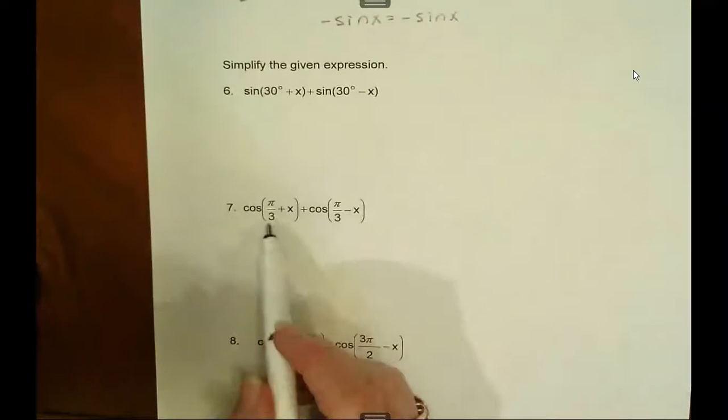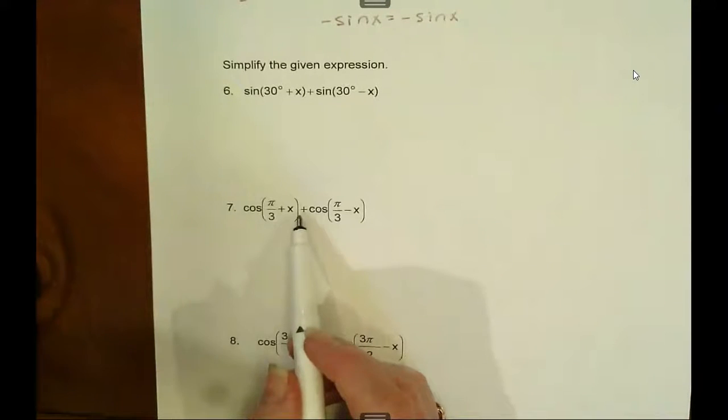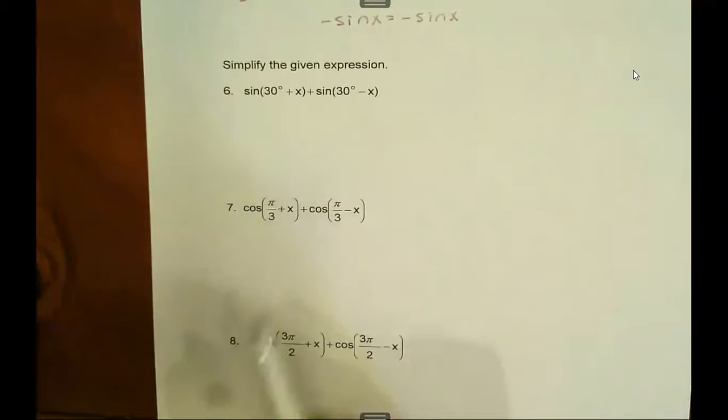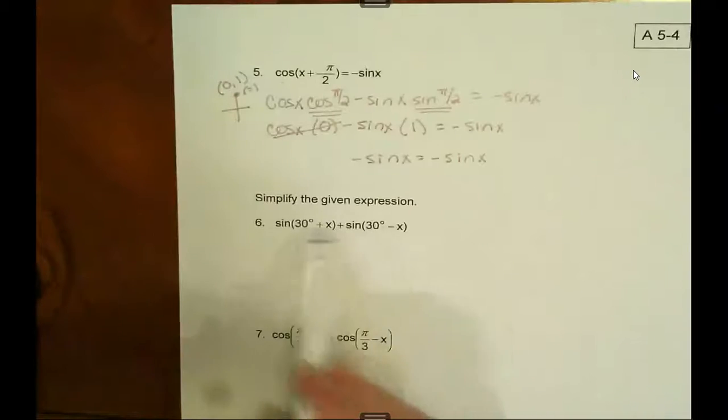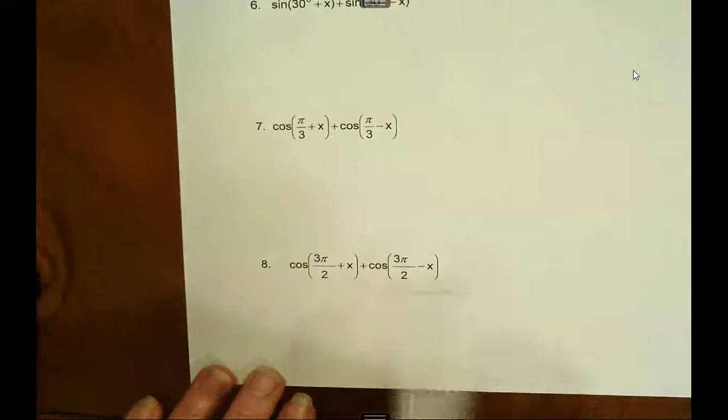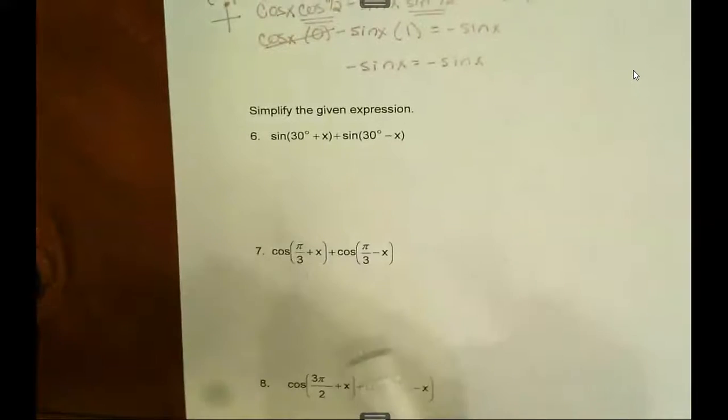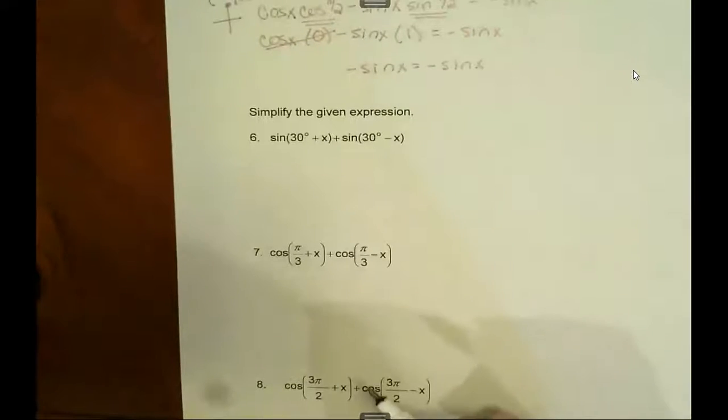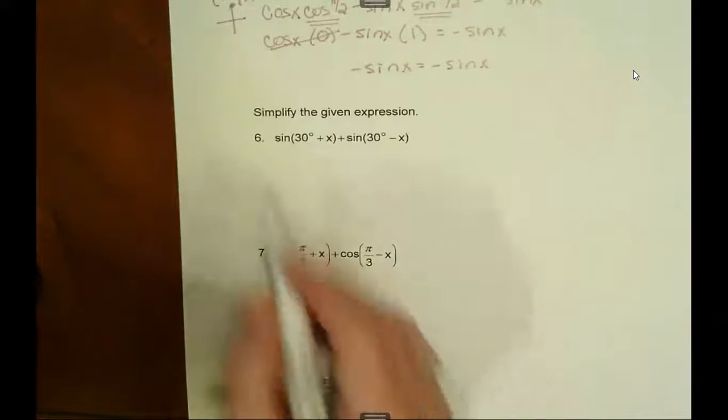Okay, I'm also going to skip down and do number 7. It also has a sum formula for cosine, but you notice that it's added to a difference formula for cosine. So we're going to use this and expand both parts. You'll expand both parts here, expand both parts down here as well. So I just picked this one because it was in the middle.